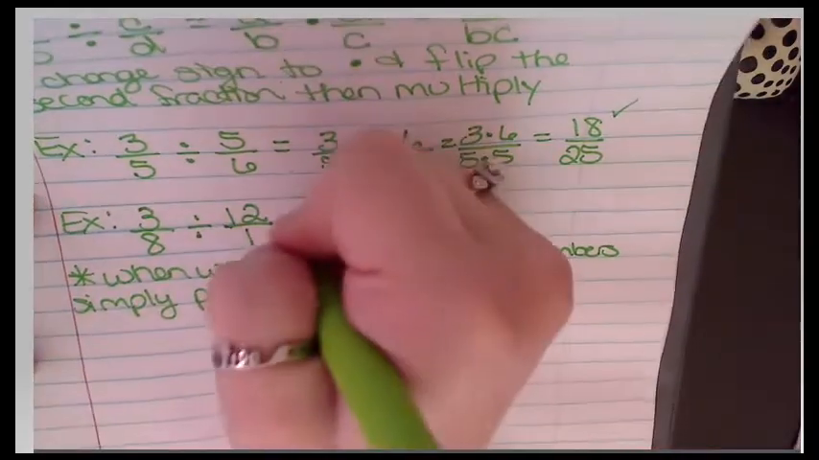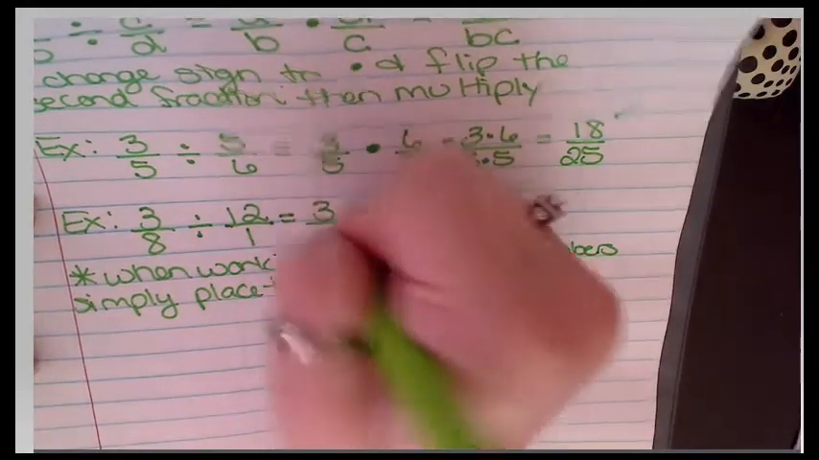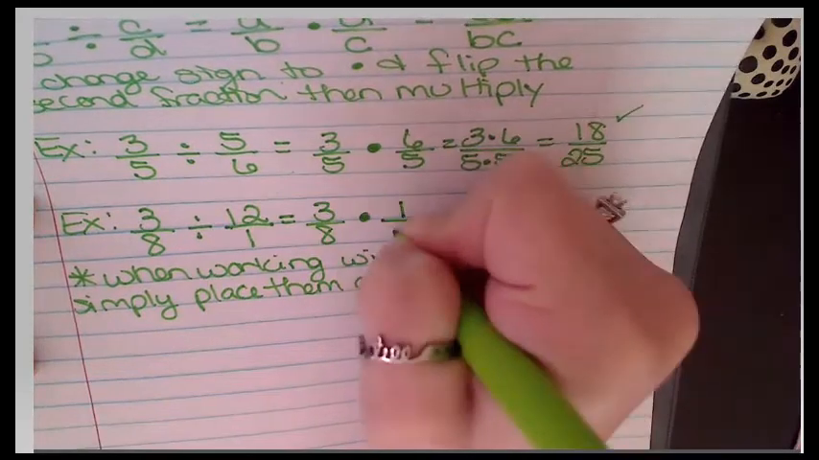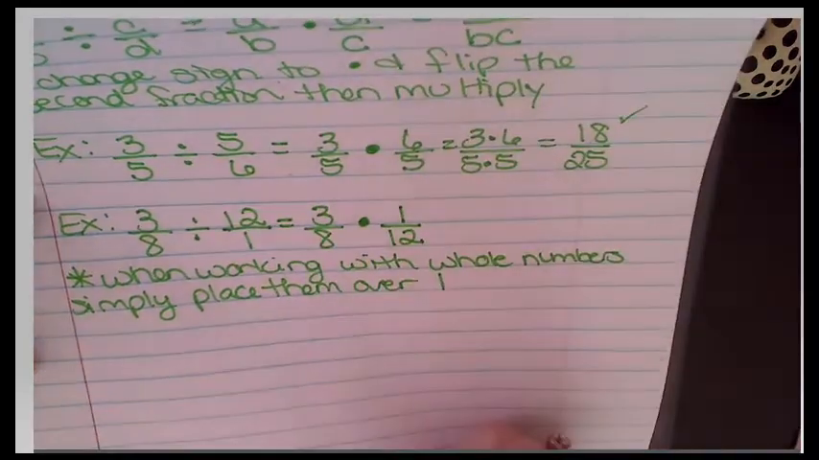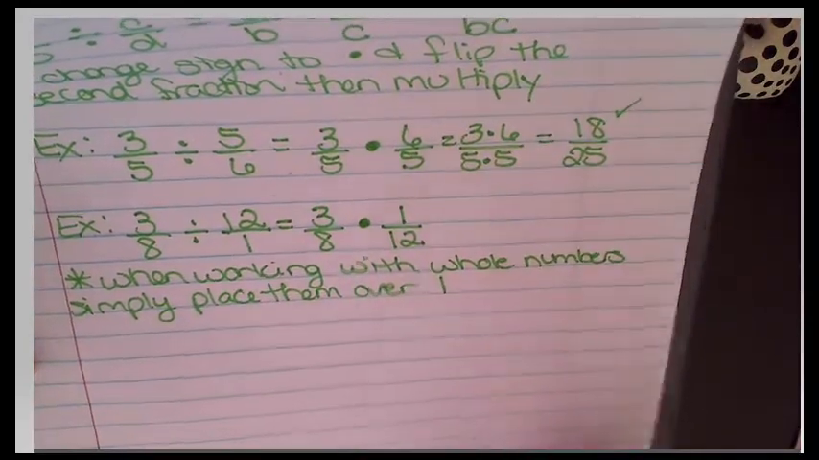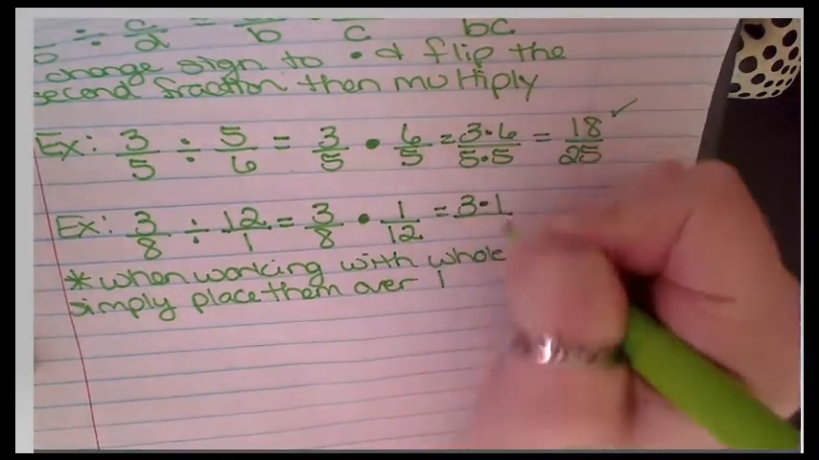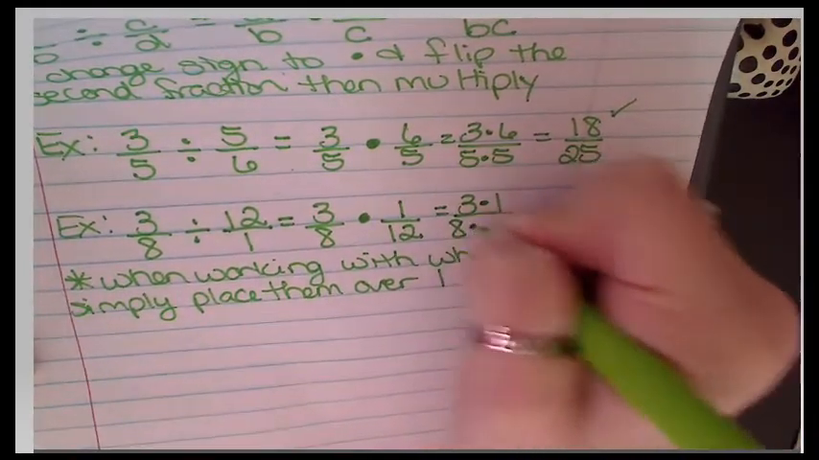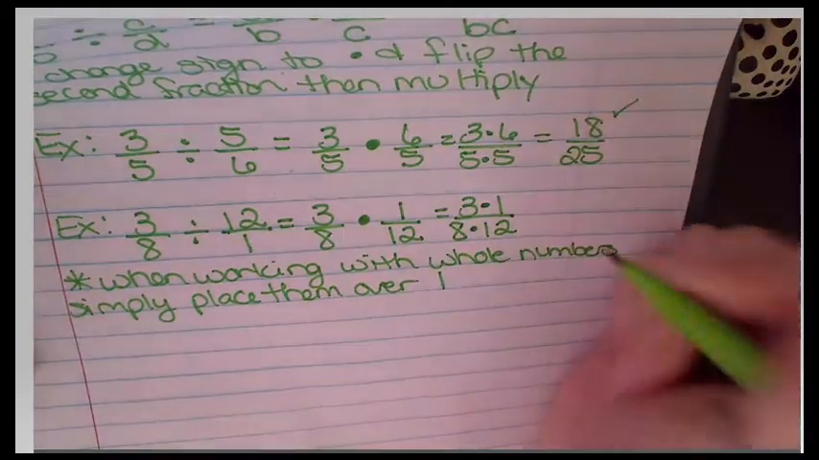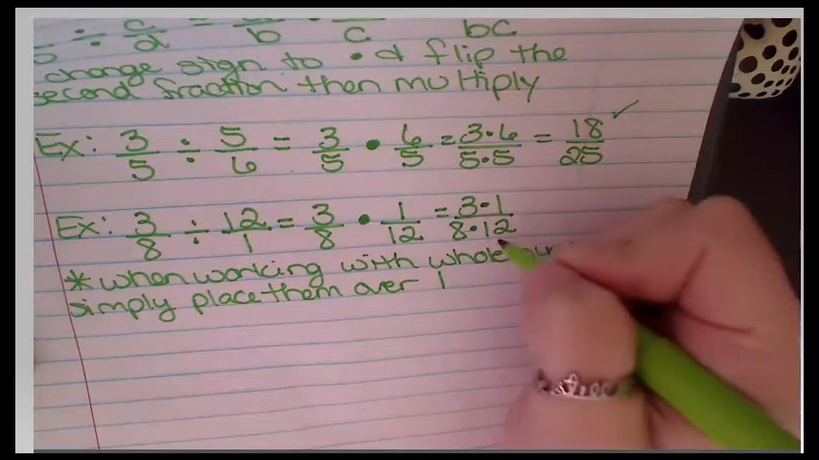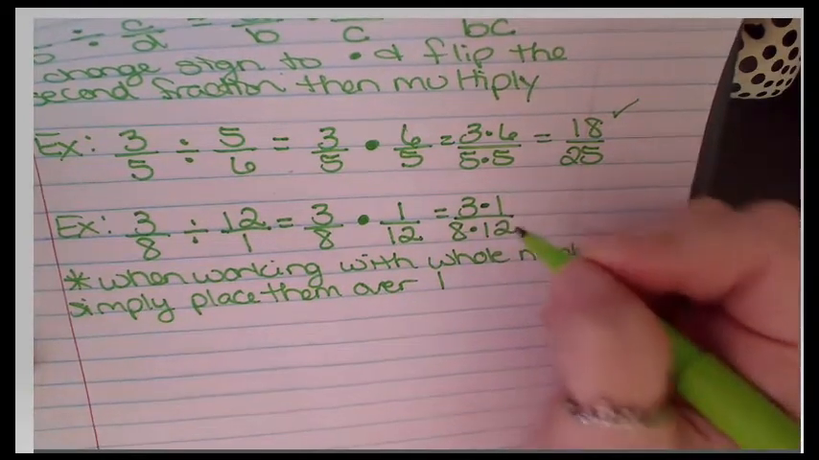Okay, what that allows us to do is whenever we change the sign to multiplication and we flip it, now we have 1 over 12. We can work with that. That's okay. So you have 3 over 1 times 8 times 12. Okay, now we have to look. Okay, is there a 3 down below? No. But what about this 12? What does that 12 break down into?